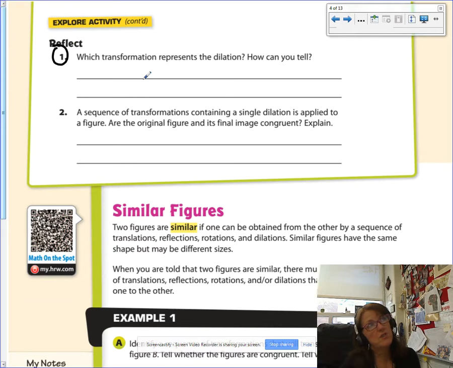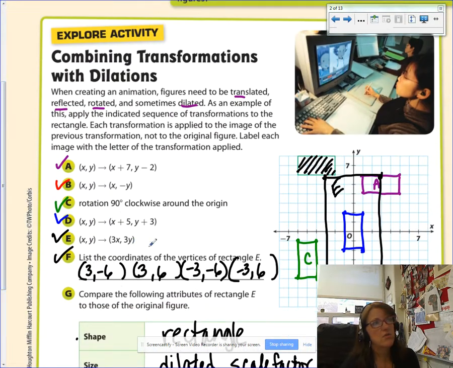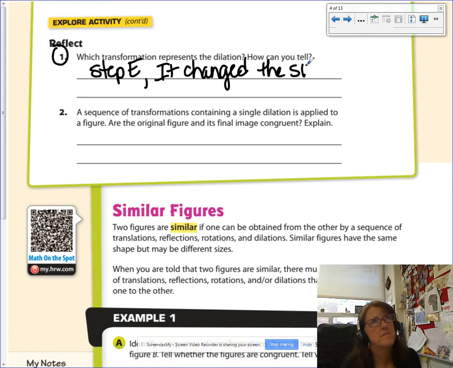Which transformation was the dilation? If you look back there, the one that was asking you to impose that scale factor was step E. So you should say step E. And you can say because it changed the size of the rectangle by a scale factor of 3.